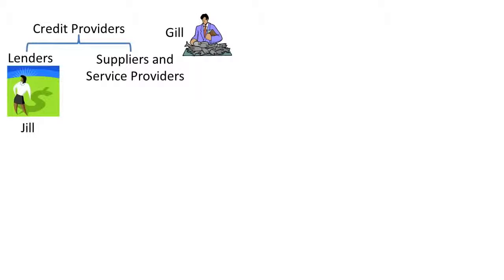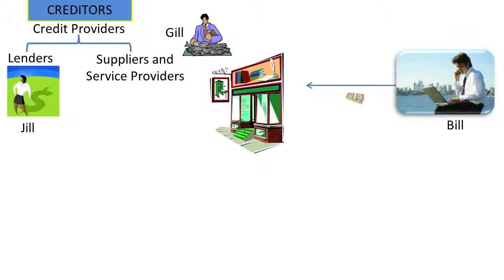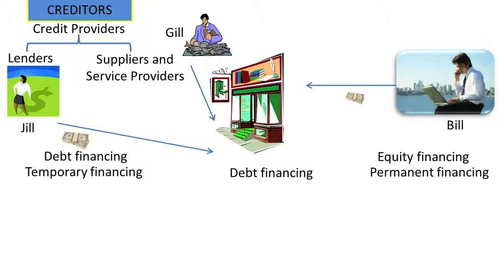For this course, we will call both groups of credit providers, the lenders Jill and the suppliers and service providers Gil, creditors. When owners, such as Bill, provide resources to a business, such financing is called equity financing and is considered permanent financing. On the other hand, when creditors provide financing to businesses, such financing is called debt financing and is considered temporary financing.